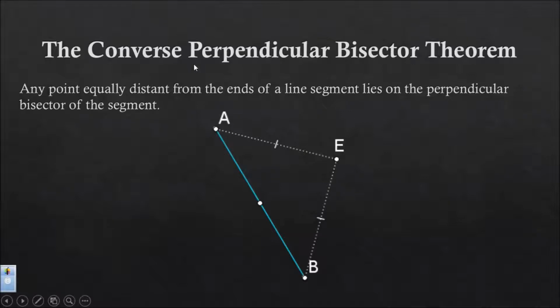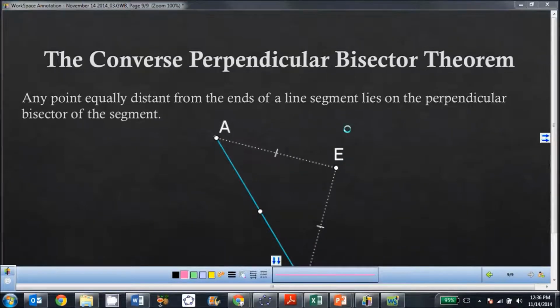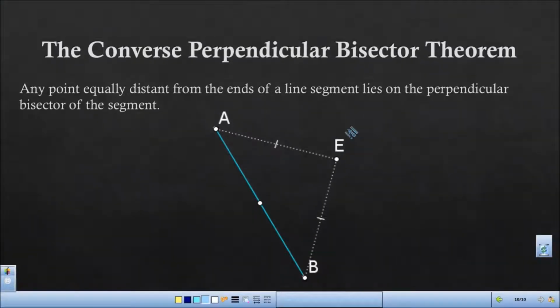The converse of the perpendicular bisector theorem says that if I have a point, E, that is equally distant from either side of a line segment, then it's going to be on the perpendicular bisector. So the idea here is that if I draw this line segment, E, this point, and it goes through perpendicular to the center, then it's going to be on the perpendicular bisector.